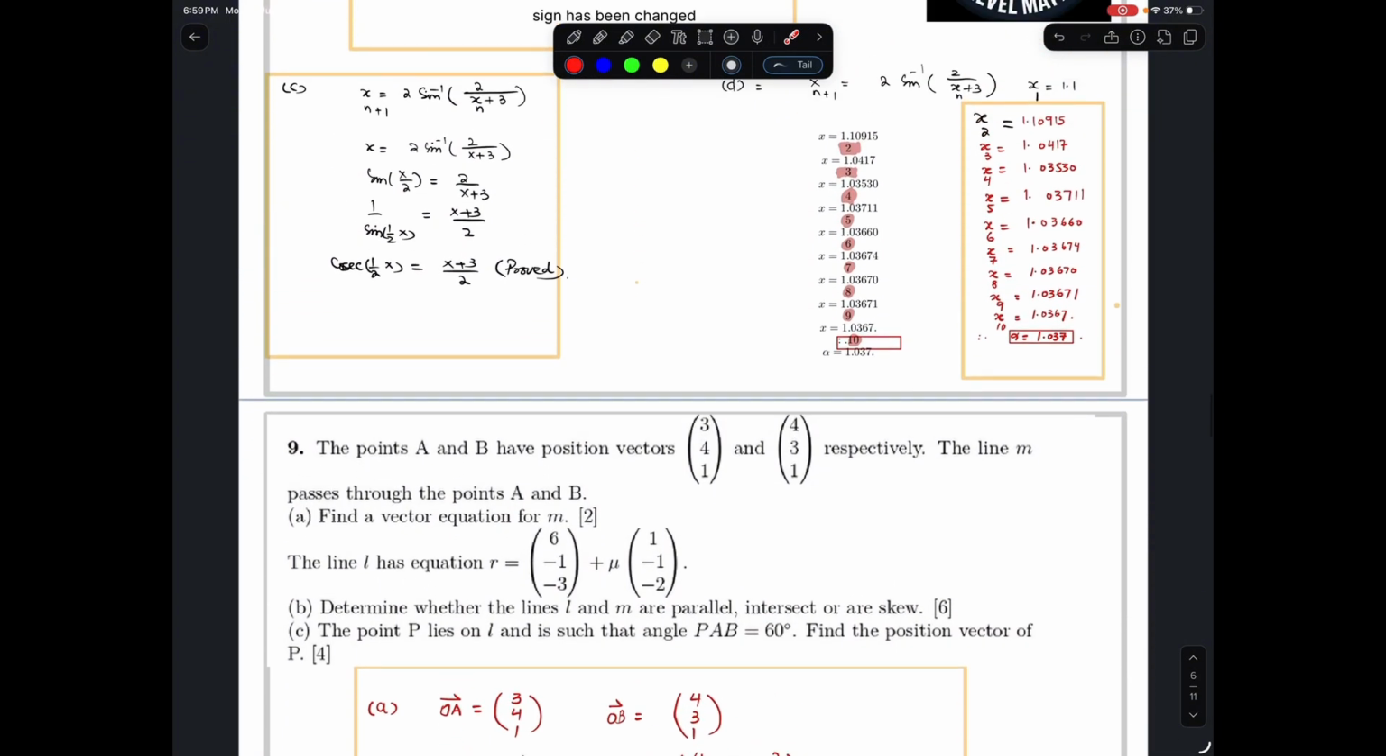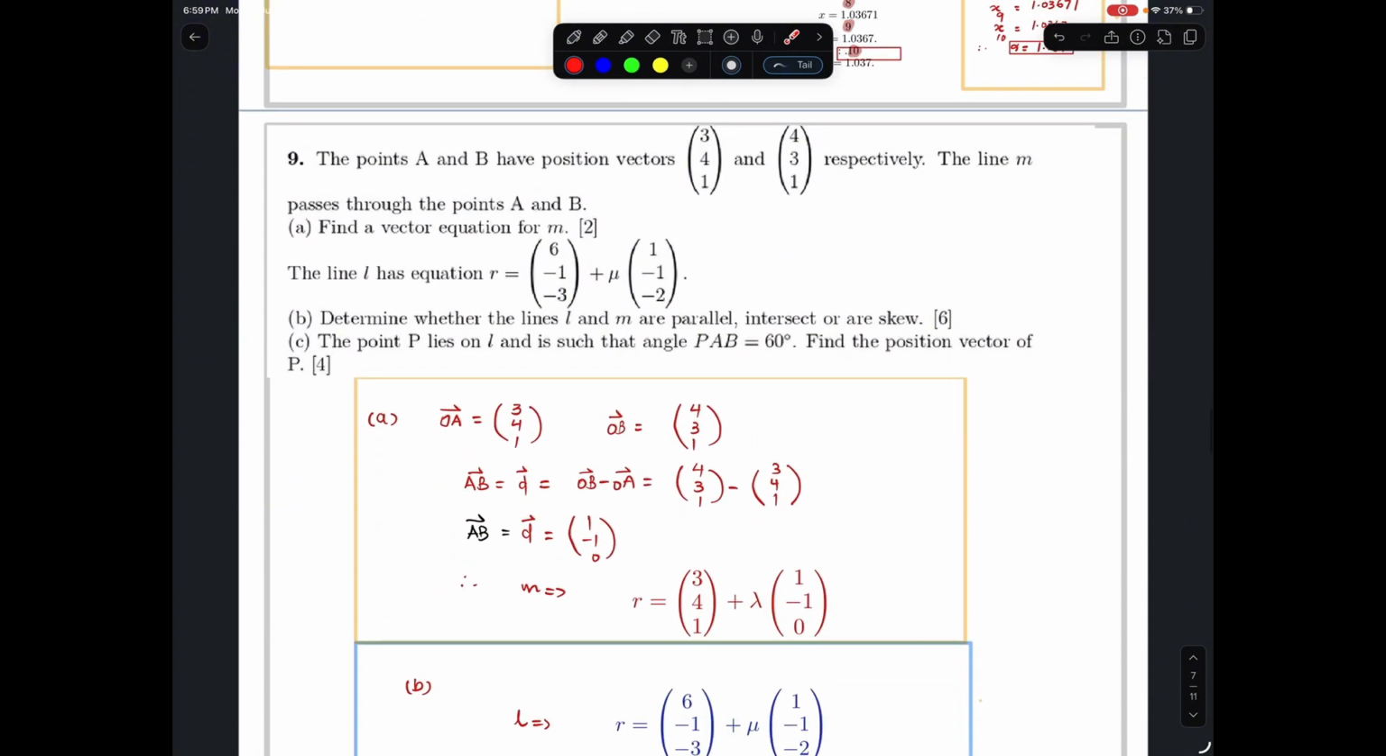equation. So this was the question related to what numerical solution of equations. Question number 10 is what related to the vectors. It is not very difficult question, but of 10 marks, you know, or part A is what कहता है the 2 points A and B have position vectors 4, 3, 4, 1 or 4, 3, 1. The line M passes through the points A or B. Yes, find the vector equation of the line M.